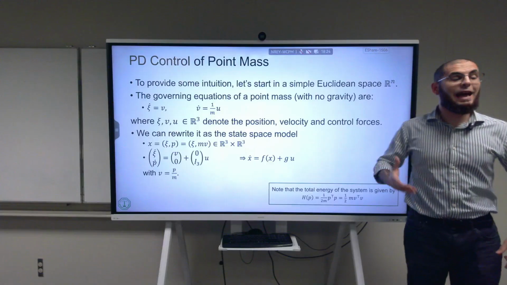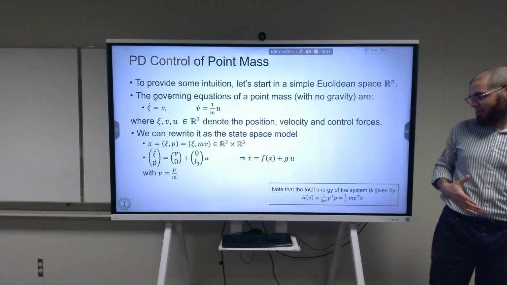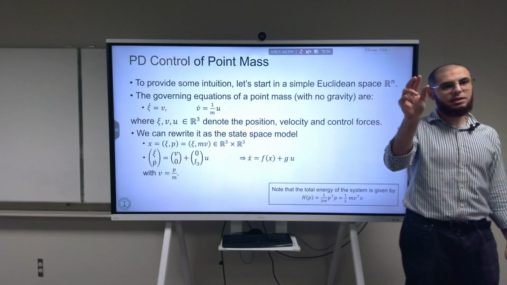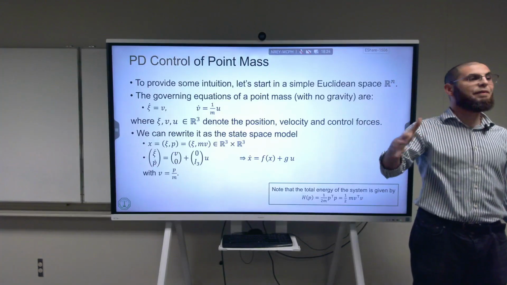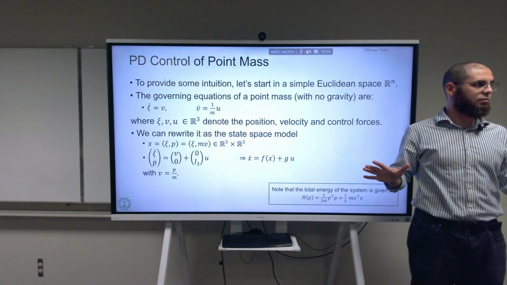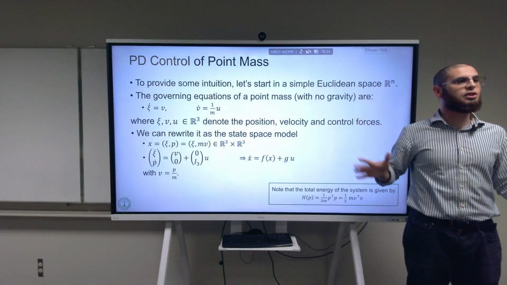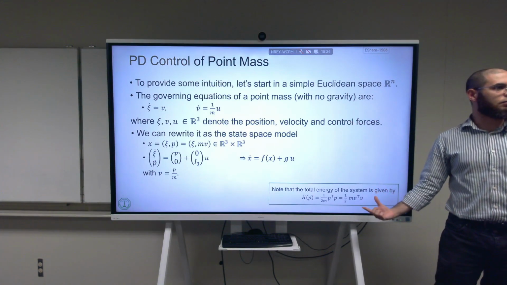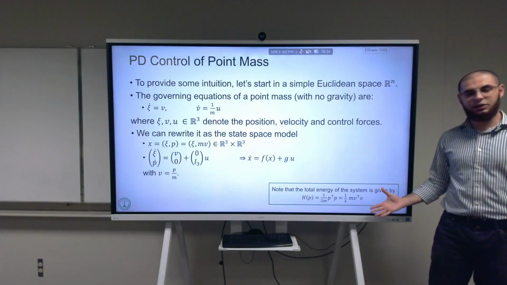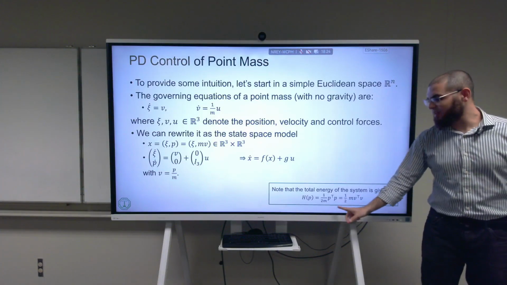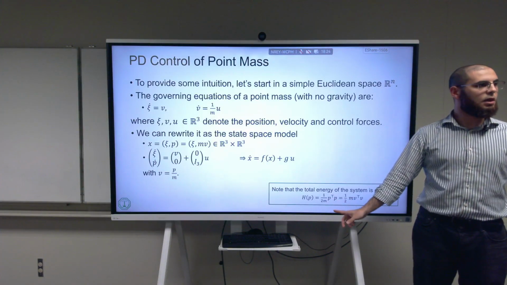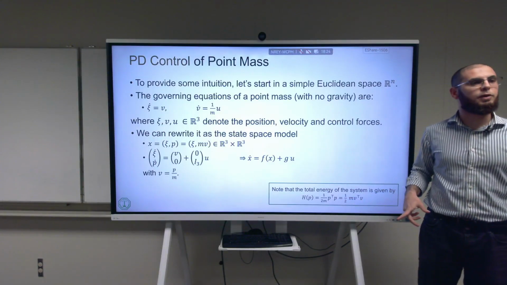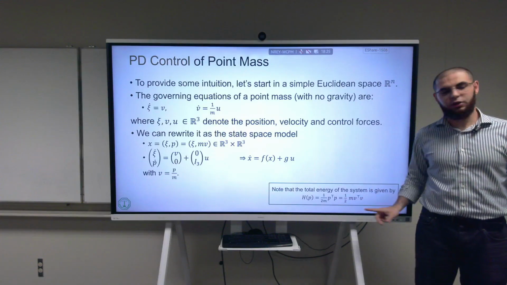Inshallah. What is the total energy of the system? This is a point mass and it's moving around. We don't have any potential energy, we just have kinetic energy. So assume there is no gravity in this example. So the total energy is simply half m v squared, or as a vector it's half m v transpose v, or written in terms of our state that we chose it is 1 over 2m p transpose p. So you can actually check at home that these are the same.